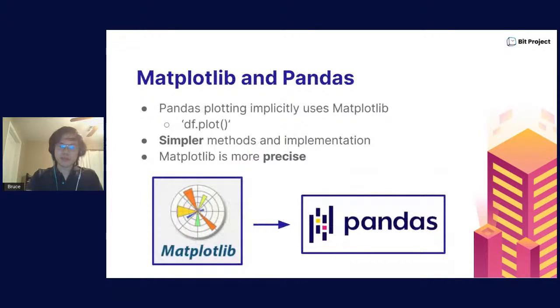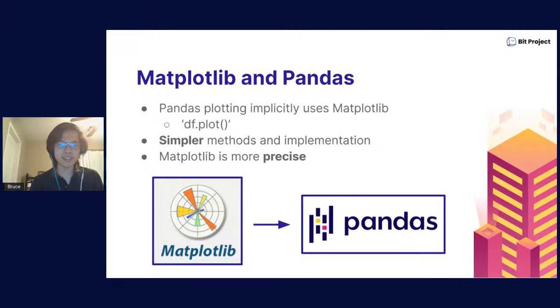So let's talk a little bit more about the relationship between Matplotlib and Pandas. Pandas has a method for the data frame object called .plot, and it implicitly uses Matplotlib. Behind the code, in the Pandas documentation, it's actually calling Matplotlib. But the nice thing is when we use it, we don't have to call Matplotlib.